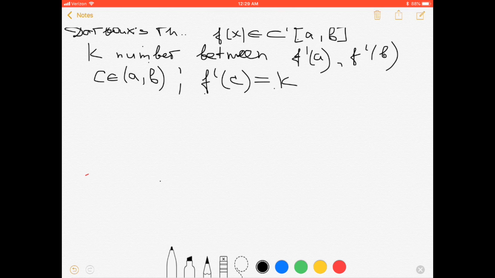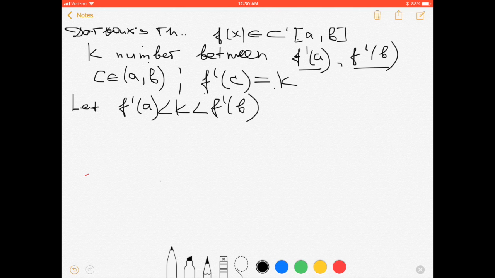Here we have two numbers, f prime a and f prime b, because one is less than another. We have f prime a less than k and k less than f prime b. Maybe the inequality is the opposite way, but it's no big deal for the proof. Build a new function g(x) equal to kx minus f(x).